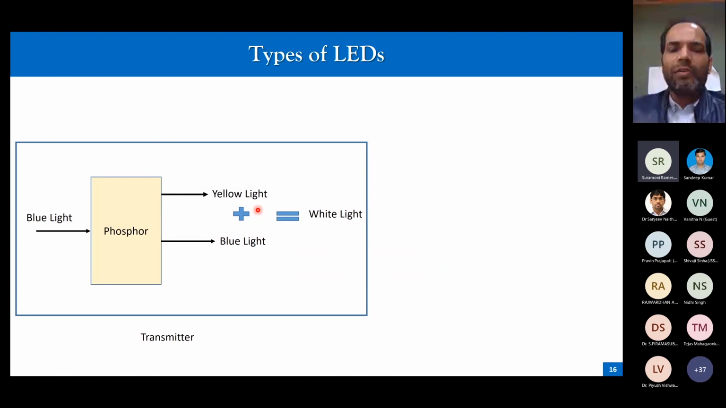Now, one point I would like to mention: because we have said that phosphor coated LEDs have smaller bandwidth, is there a way to increase the bandwidth of these phosphor coated LEDs? That's the question we are asking.